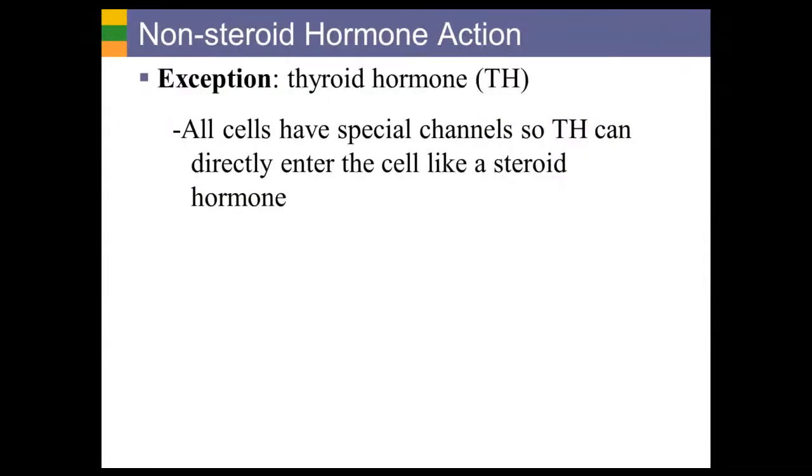Now, there is one exception. There's always an exception, right? And that exception is thyroid hormone. Thyroid hormone is a non-steroid hormone. In fact, it's an amine. However, it does bind directly to the DNA and cause changes. Well, how does it do that? Well, our cells have special thyroid hormone channels. So it allows thyroid hormone to actually cross the plasma membrane and enter the cells. But this is the only exception, thyroid hormone. Okay, so you can add thyroid hormone to that list of 6 steroid hormones when it comes to knowing the mechanism of action.